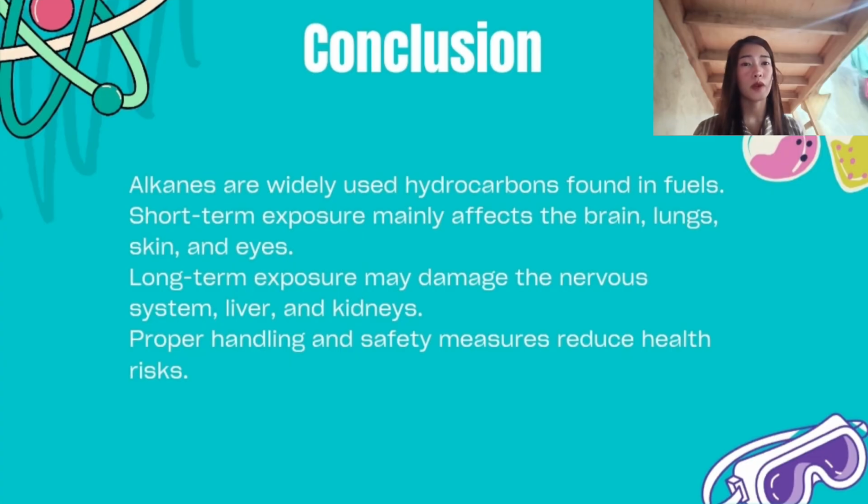Summary. Alkanes are widely used hydrocarbons found in fuels. Alkanes have short-term exposure or long-term exposure effects. Short-term exposure first affects our brain, lungs, skin, or eyes, while long-term exposure damages our nervous system, liver, and kidneys. Proper handling and safety measures reduce health risk. So we must manage them properly, because if we follow the safety precautions or safety measures, we reduce accidents and health risks.